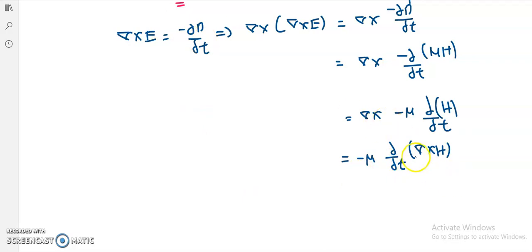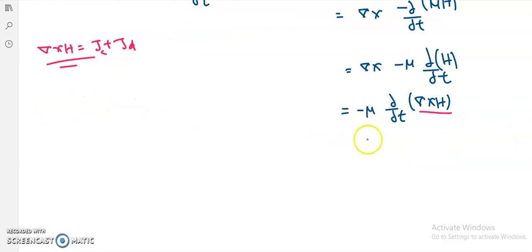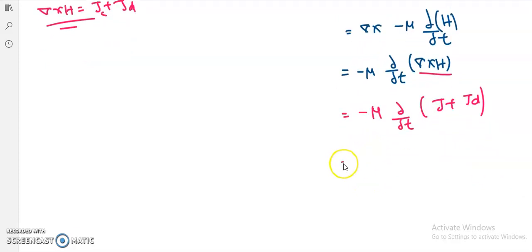And in this expression, if you observe, del cross H is there. As per Maxwell's third equation, in the time varying fields, the del cross H can be given as a summation of the conventional current density and the displacement current density, right? It is the expression we saw in the video lectures. So that is equal to minus mu dou by dou T. This del cross H I am writing as J plus J D.